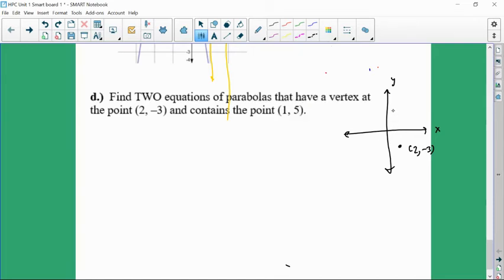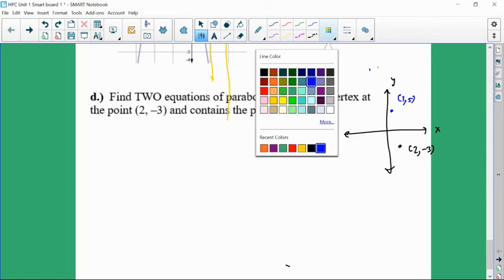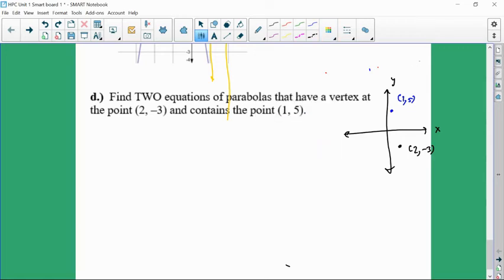1, 5. Okay. So here's what it doesn't tell us. It doesn't tell us the direction. It doesn't tell us the orientation. You could have a vertex here and a point up there. And so one way this parabola might look is something like this. Very skinny, opening up like that.